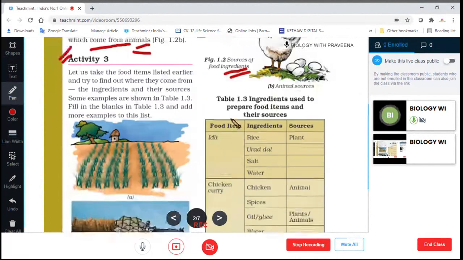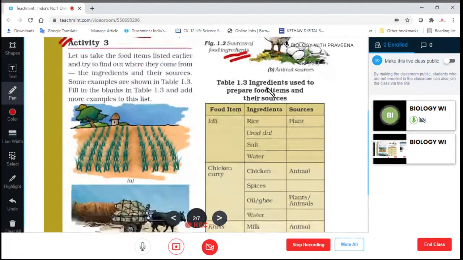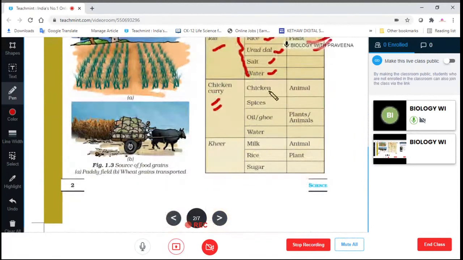If we look at this table 1.3, ingredients used to prepare food items and their sources. Idli. Idli ingredients are rice, urad dal, salt, water. All these ingredients come from a single source called plants. Likewise, for chicken curry, we need chicken, spices, oil or ghee, water. These ingredients come from both animals and plants.